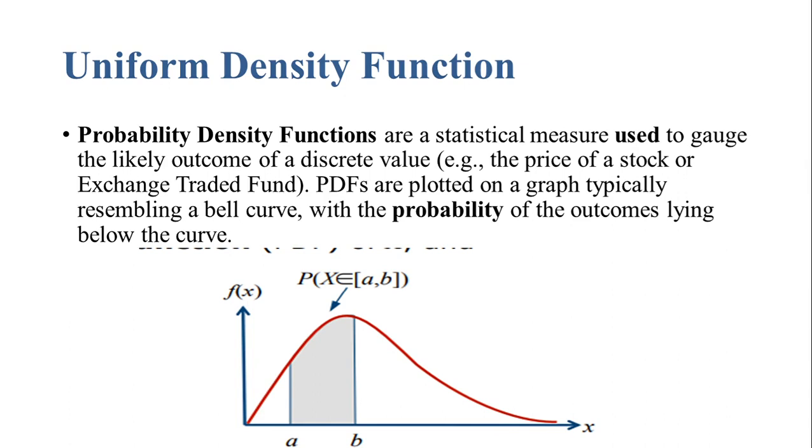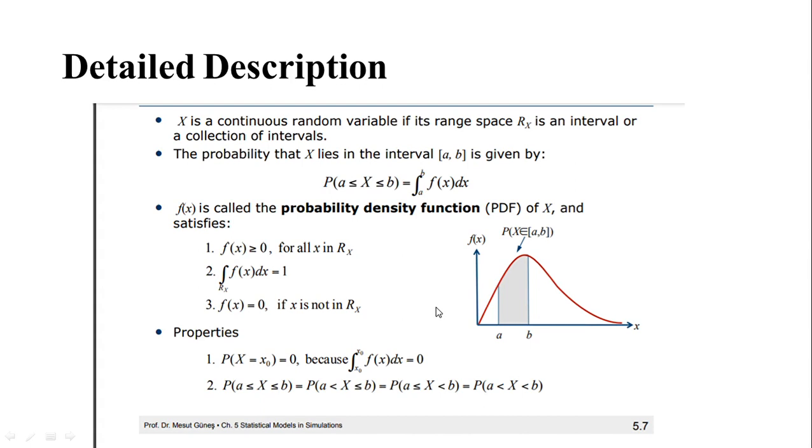Probability density functions are plotted on a graph typically resembling a bell curve, with the probability of the outcomes lying below the curve. So the red line here is the curve that I was talking about. The probabilities will lie below this line. For this example, the probabilities are from the region A to B. Anything outside A to B will be equal to 0. So f of x here is the probability density function. In the next slide, I've added a more detailed description.